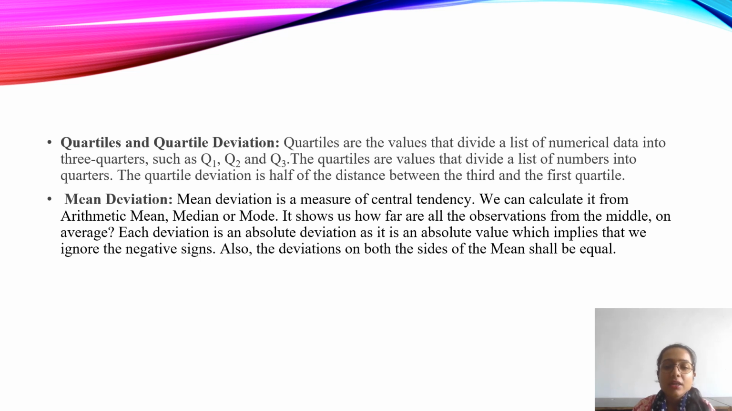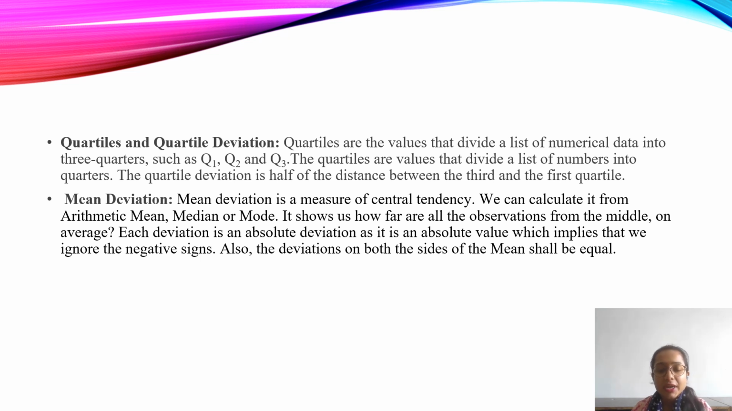Next is quartiles and quartile deviation. Quartiles are the values that divide a list of numerical data into quarters, such as Q1, Q2, and Q3. The quartile deviation is half of the distance between the third and the first quartile. Then the mean deviation. Mean deviation is a measure of central tendency. We can calculate it from the arithmetic mean, median or mode. It shows us how far all the observations are from the middle on average.